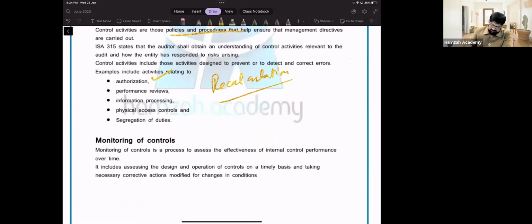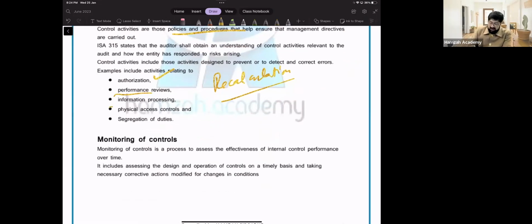The next point is performance reviews are done of the company employees. Information: not everyone processes the transaction. Not everyone does everything in the system. There are controls, limited access. Physical access: not everyone enters the cash department. Not everyone enters the stores for inventory. Access is limited. Segregation of duties.